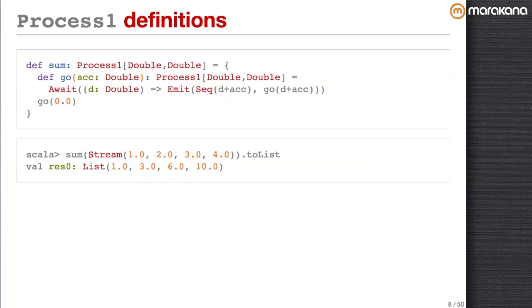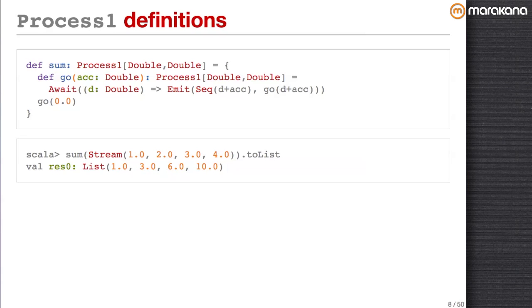So let's look at a typical definition. Line wrapping is a little bit mangled, but this is a process that's going to compute a running sum of all the values that it's seen so far. You can see we're just in a loop. We're going to await, so read a double from the input stream, and then we're going to emit that value added to the current accumulated total. And then we're going to recurse or repeat. Our next state we'll just call go again with the new accumulated total. And if we were to apply this to an in-memory Scala stream, we'd get the running total of the values that we've seen so far.